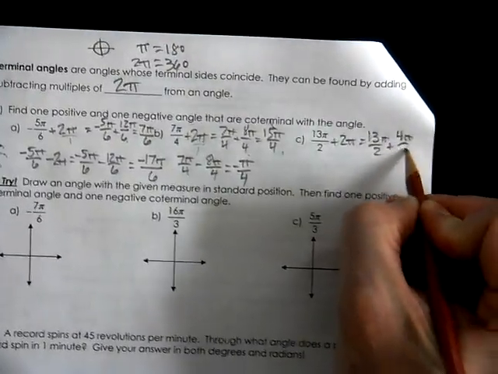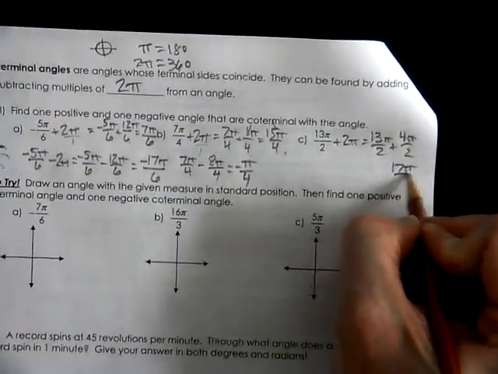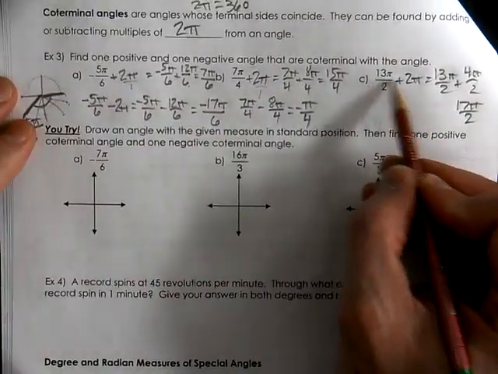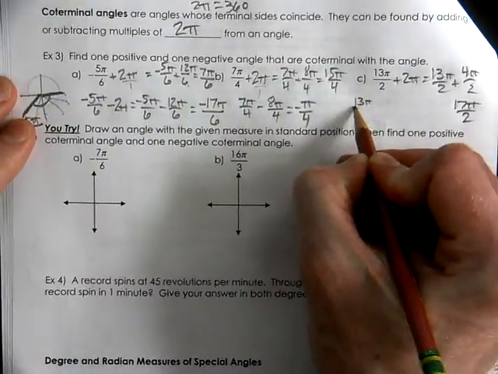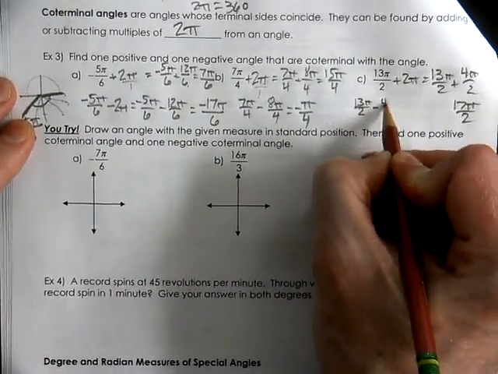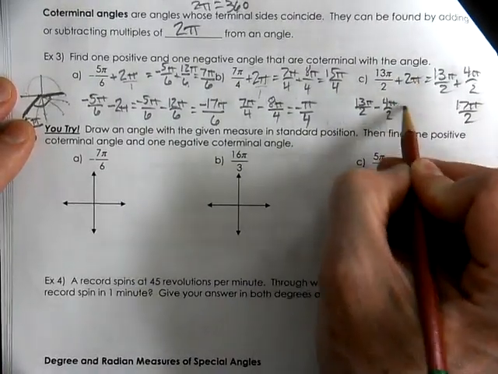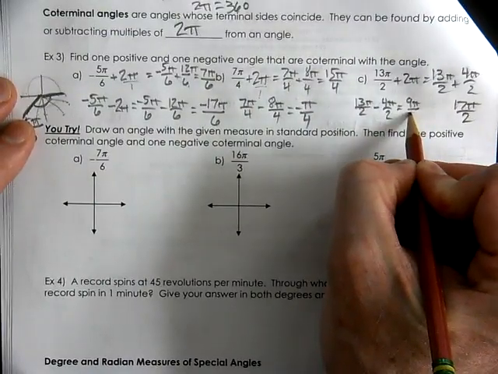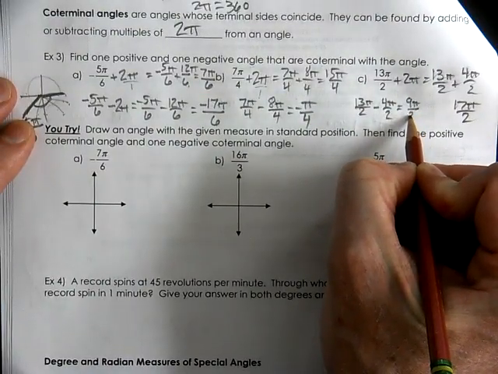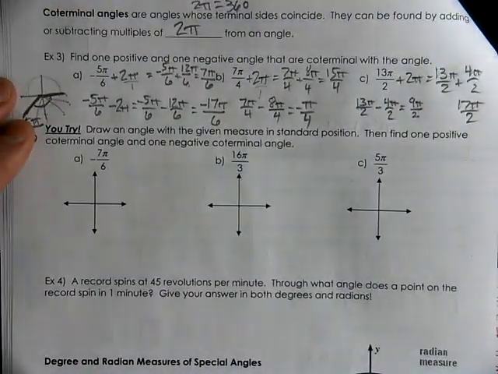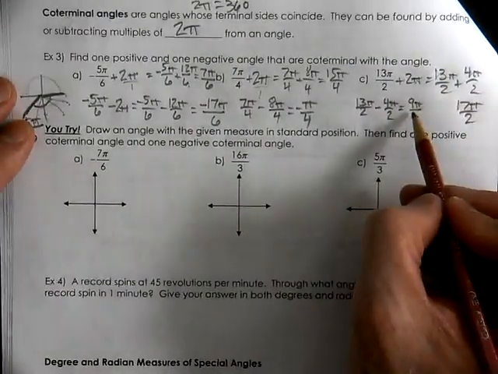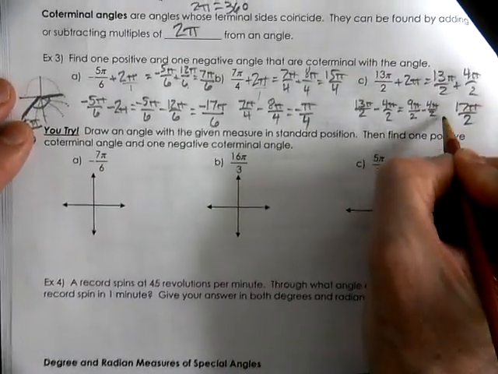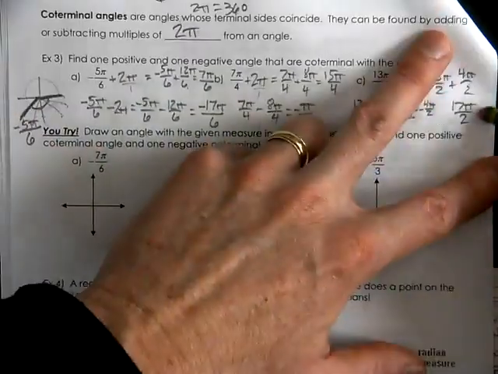So we'd have 4 pi over 2, which is 17 pi over 2. And then we have to subtract it. So we're going to subtract 4 pi over 2, because that's equivalent to 2 pi. That gives us 9 pi over 2. All right, but that's still positive, so we got to subtract it again. And that gives us 5 pi over 2.